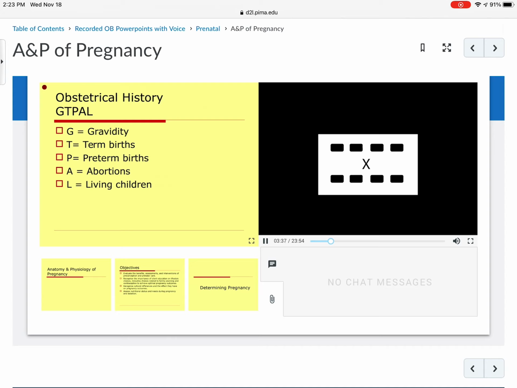We already talked about GTPAL, so go ahead and review some of your notes. You should be doing these on your clinical SBARs too for practice, and refer back to your notes from when we learned about this in week 1.